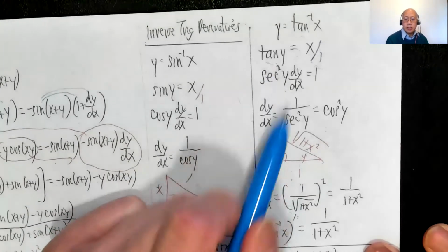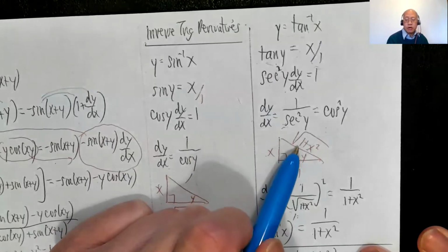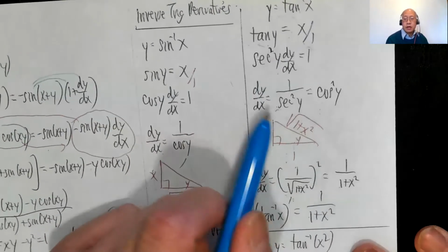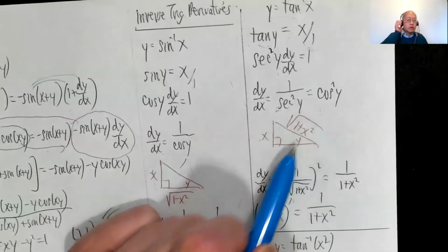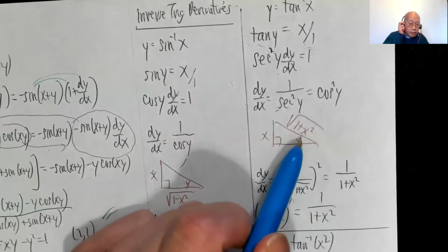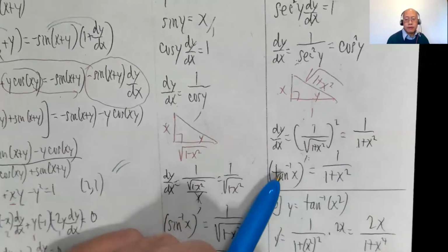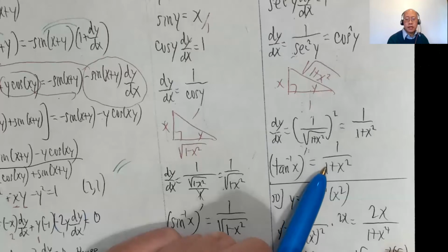Draw my triangle. Tangent is opposite over adjacent. That would make the hypotenuse radical 1 plus x squared, Pythagorean theorem. And so dy dx is cosine squared of y. So cosine is adjacent over hypotenuse. So 1 over radical 1 plus x squared, square it, 1 over 1 plus x squared. So derivative of inverse tangent is 1 over 1 plus x squared.